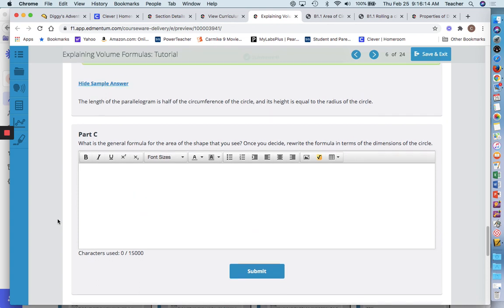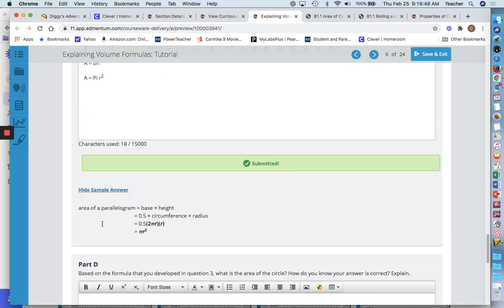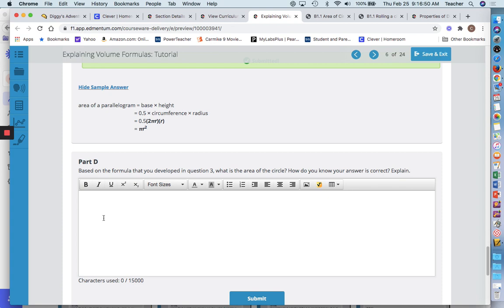Part C. What is the general formula for the area of the shape that you see? Well, I just said it. All right, so area is base times height, and that's the parallelogram in terms of the dimensions of the circle. Okay, and then the area for a circle is pi r squared. Okay, so pi r squared. There we go.